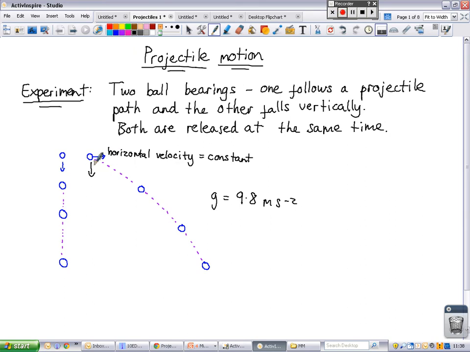Its horizontal velocity stays constant, so if it starts off at say 10 meters per second here, then it's going to be 10 meters per second just before it hits the ground here in the horizontal direction. So that's never going to change. But the downwards velocity will change. It will increase because it's falling downwards, it's being accelerated downwards due to gravity.